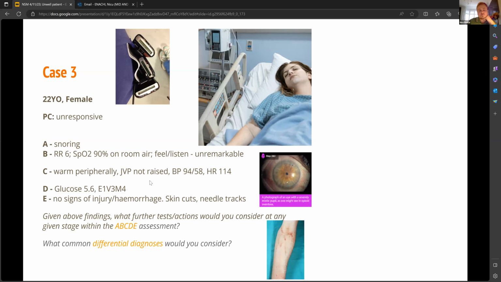Here, a bit hypotensive, a bit tachycardic. Glucose I've included here, it's normal. Her GCS is low though. But she doesn't have any signs of injury or hemorrhage. You do notice, though, some needle tracks and skin cuts.